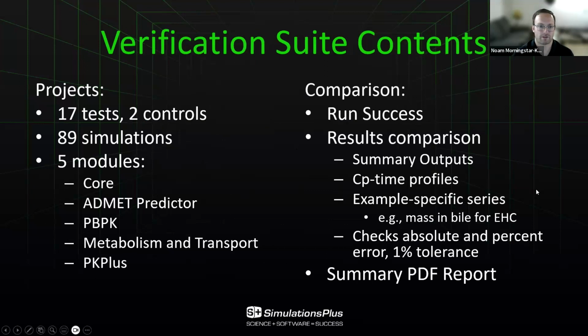So the test projects that come with the verification suite, we have 17 of them, as well as 2 controls that comprise 89 simulations in total, some of those with multiple compounds. And these cover 5 modules in GPX, our core GastroPlus, of course, ADMET predictor, the PBPK module, the metabolism and transport, and PK+. And of course, each of these is going to have an individual license as well, which we will come to. And the comparison includes a couple different parts.